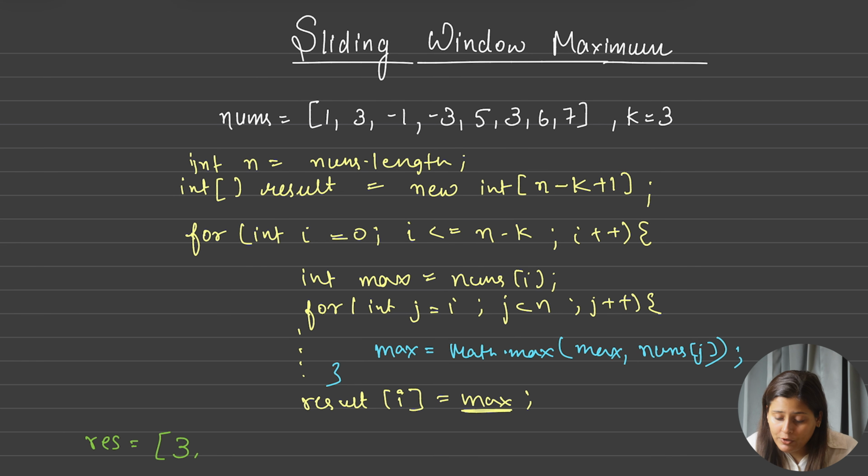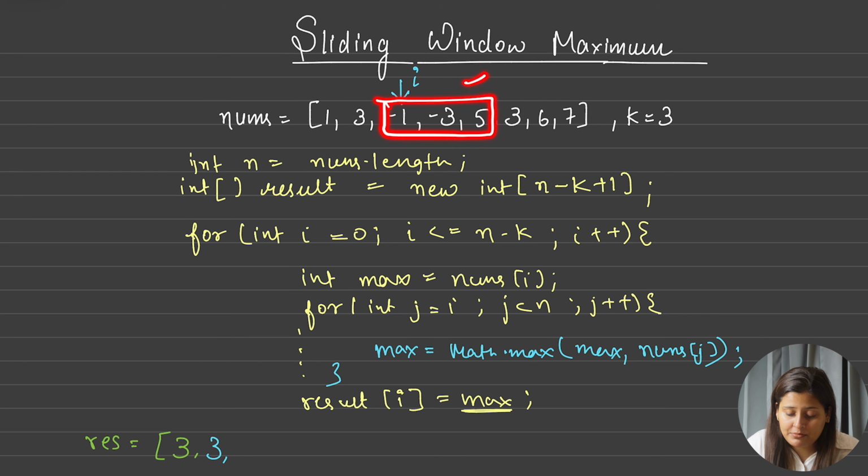Now next time what happens? Next time I will point to the first index, and from here I want to calculate the maximum for the next window. Again I will get 3. So again in the resultant of I will put that max, so again it will hold 3. Correct? Next time I will put my I index at second index, and again the j will run for 3 size from here, and it will take 5 as a maximum. So we will put 5 as a maximum.